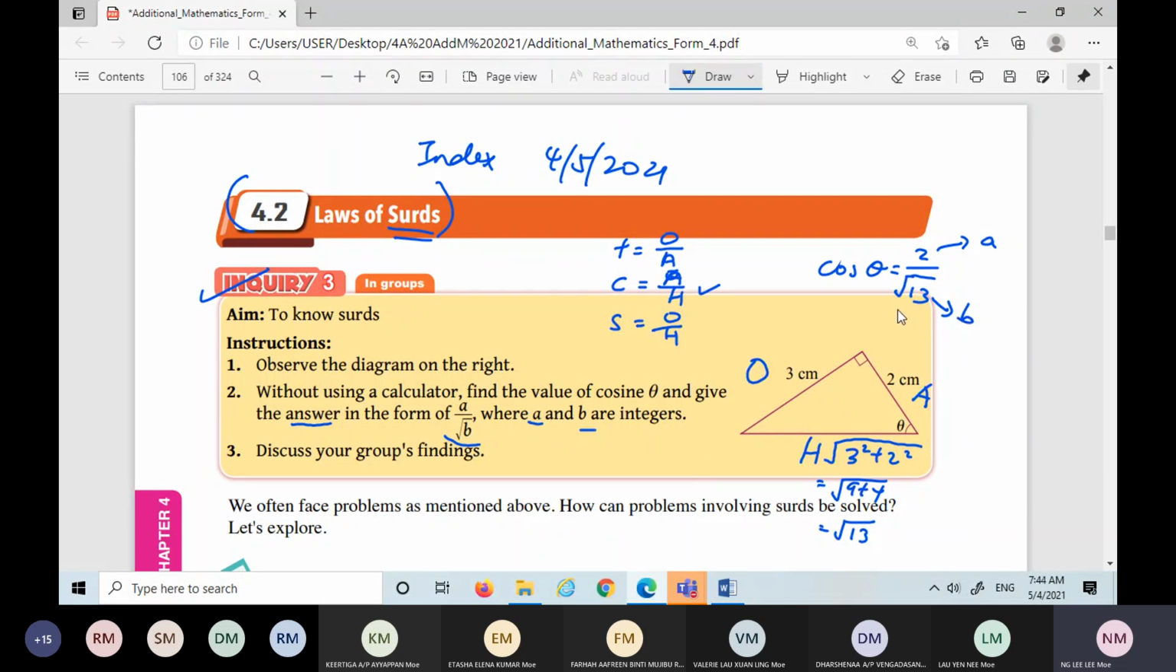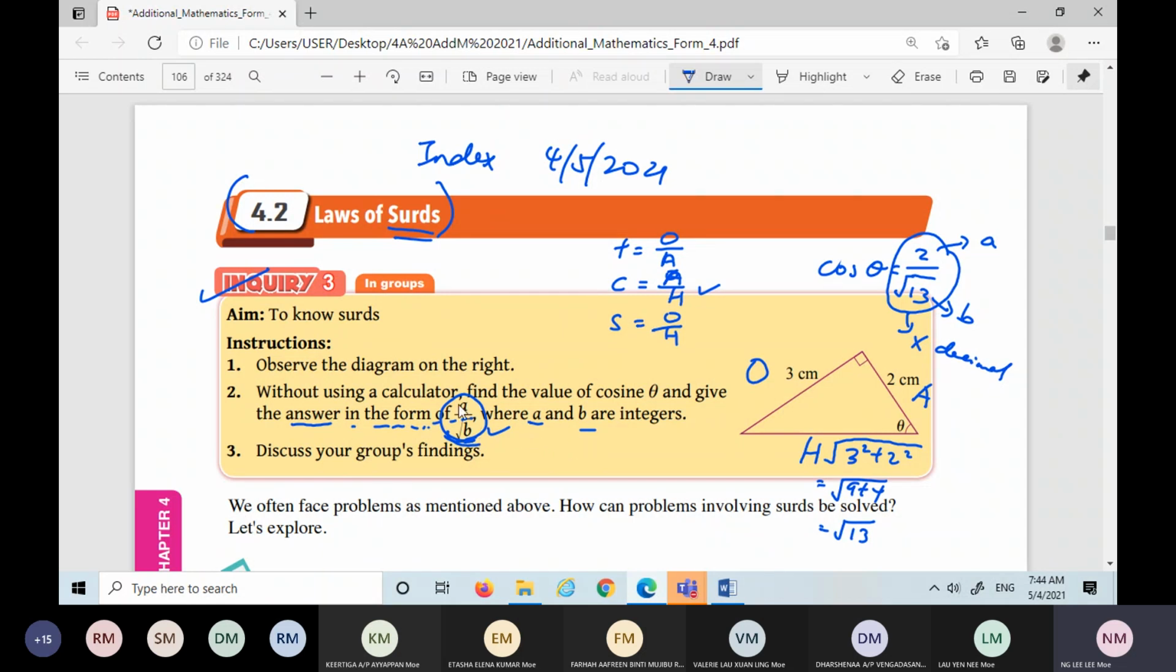So this is the answer. If the question asks you to state in this form, you don't change this into decimal. You remain in this form. Sometimes the question will say, state your answer in Surd form. They don't say state your answer in the form of blah blah blah. They will say state your answer in Surd form. Then you understand you have to give your answer something like this.